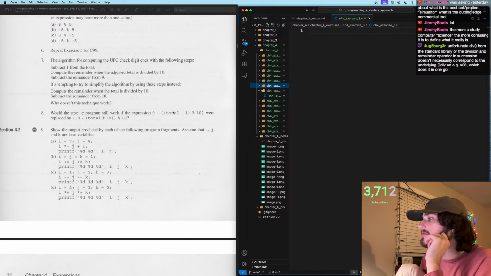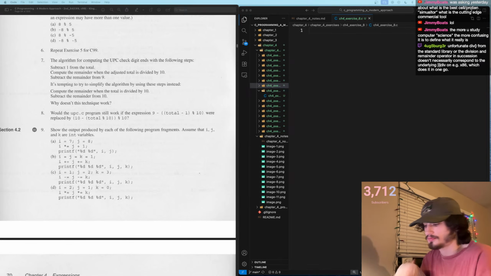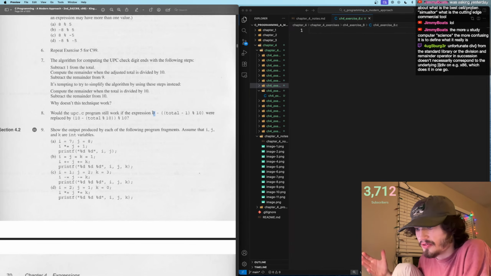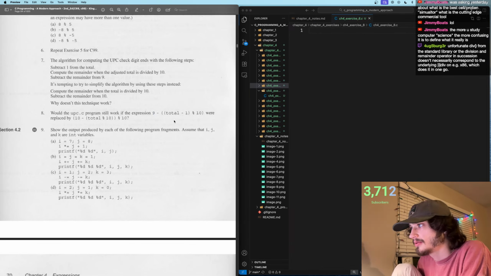You have 9 values left over because you can't actually modulo 9 by 10, I think, right? Yeah, that would give you 9 back because you have 9 values left over, because 10 never went into 9. So this would give you 10 minus 1 is 9. 9 modulo 10 is 9. 9 minus 9 is 0. 10 modulo 10 is 0. 10 minus 0 is 10. 10 modulo 10 is 0.